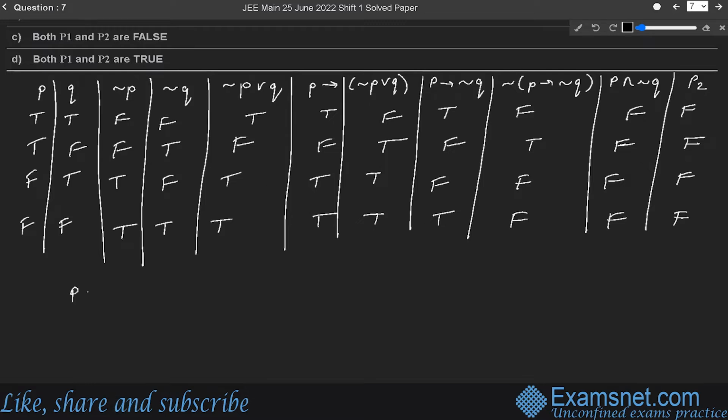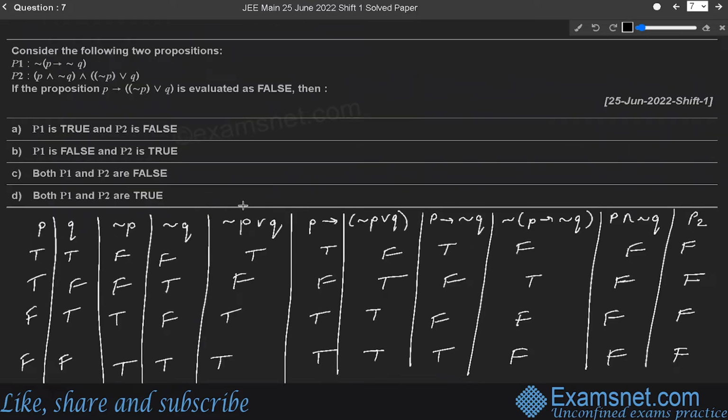So we can say that P tending to negation of P union Q is false when P is true and Q is false from the table. Therefore, we can say that both P1 and P2 are false. Hence, we can say that the correct option is option number C here.